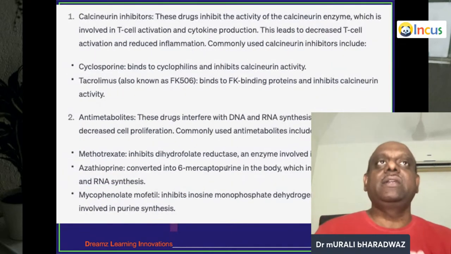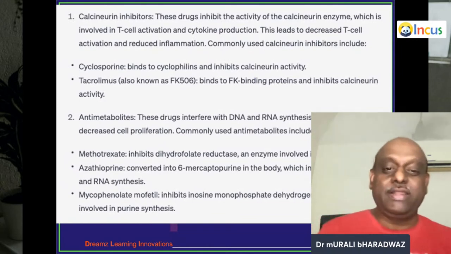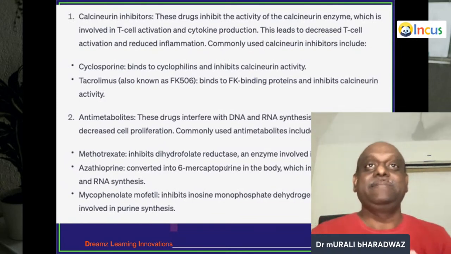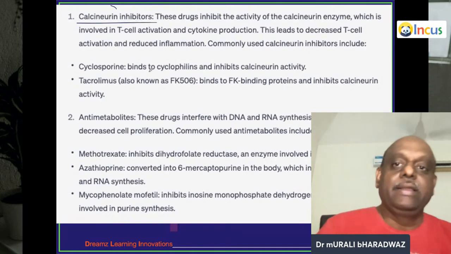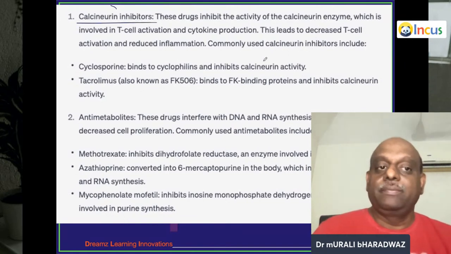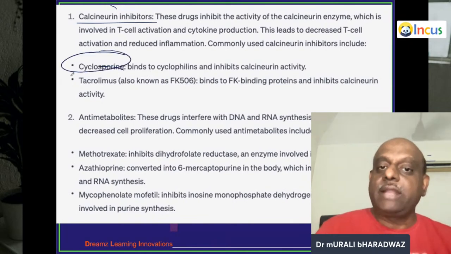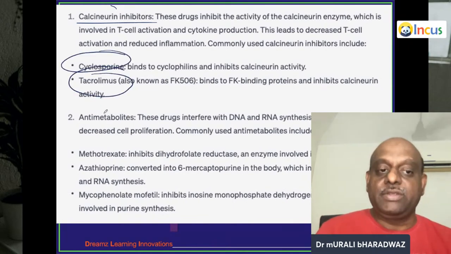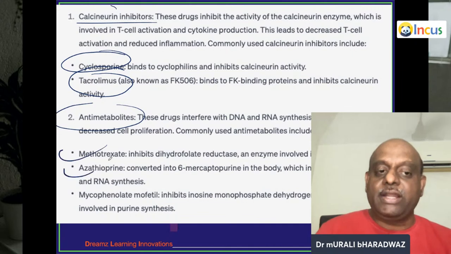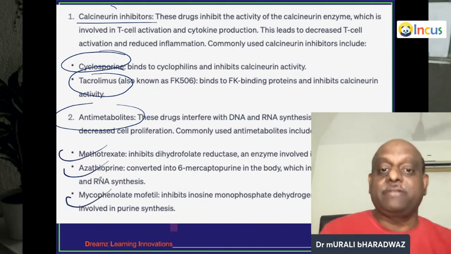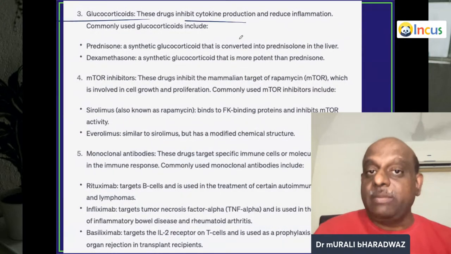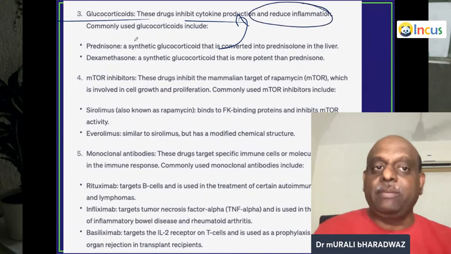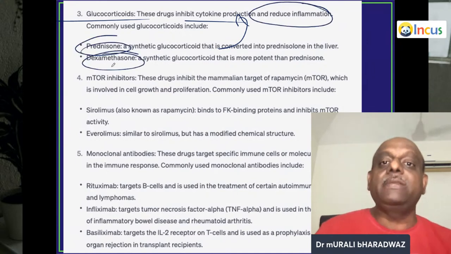So, doctor, be very sure on the entire list of these calcineurin inhibitors. Cyclosporin, tacrolimus, calcineurin inhibitors. Then what are antimetabolites? Methotrexate, azathioprine, mycophenolate mofetil. Methotrexate inhibits dihydrofolate reductase. Then glucocorticoids inhibit cytokine production, reduce inflammation: prednisolone, dexamethasone.